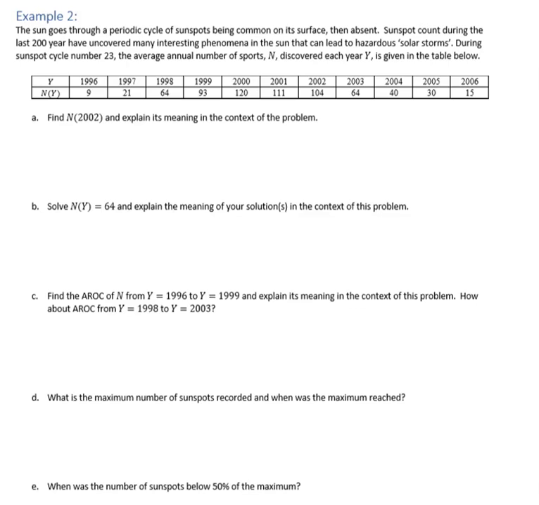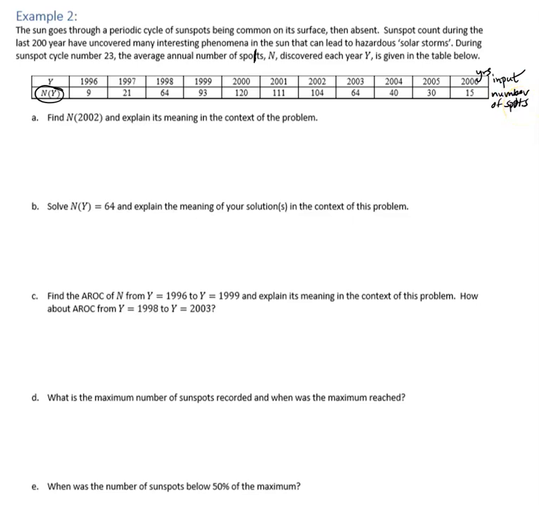So what we're looking at in this table is sunspot cycle number 23, and we've got the average annual number of spots, not sports, discovered each year. So the years are in the first row. So I'm going to say, these are our inputs, right? We're inputting y. I can see it right in the function notation. So we're inputting y's, which are years, and we're outputting n of y, which is the number of sunspots. So I'm just going to say number of spots since I don't have a lot of room.